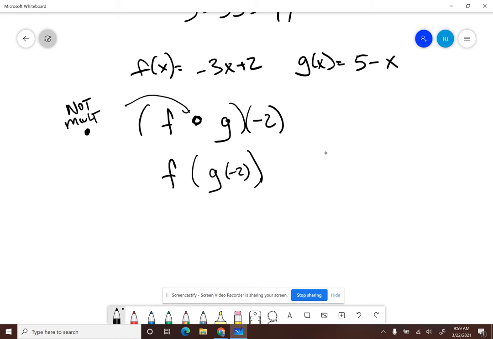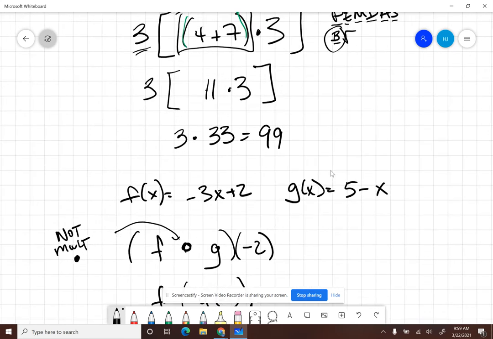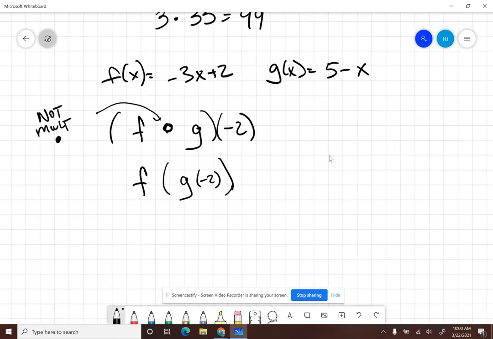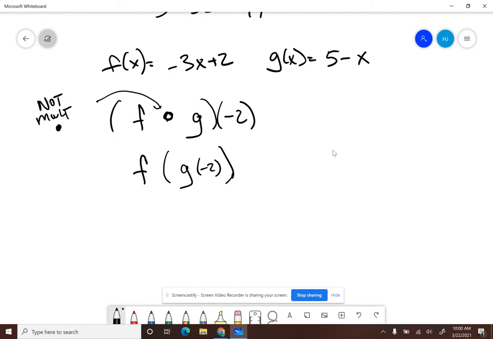So what I want you to think about is, again, back to our original problem that we started with, we had to work from the inside out. So it's the same way with composition of functions. When you're told to compose a function and you're given some kind of problem like this, what they're really asking you to do is to work from the inside out. So we're going to do g of -2 first, okay?